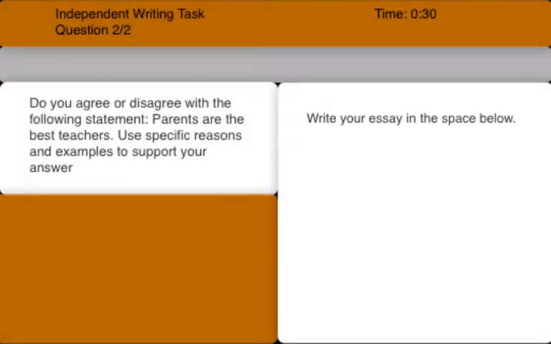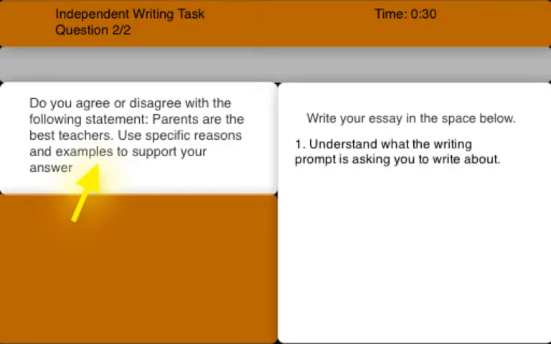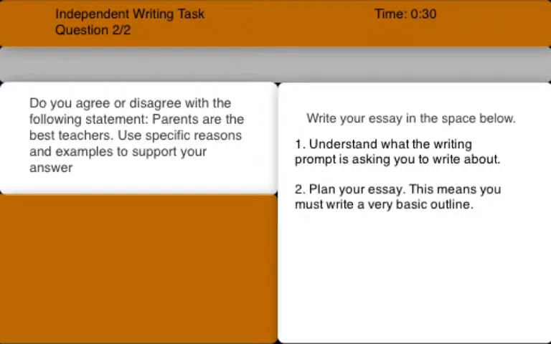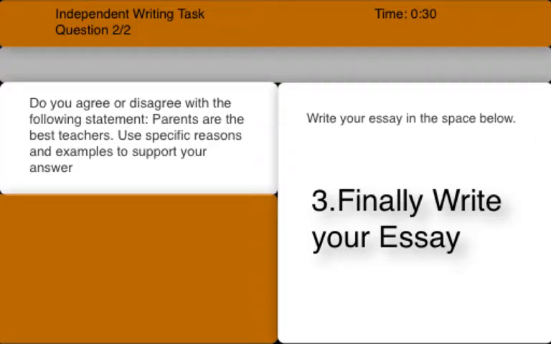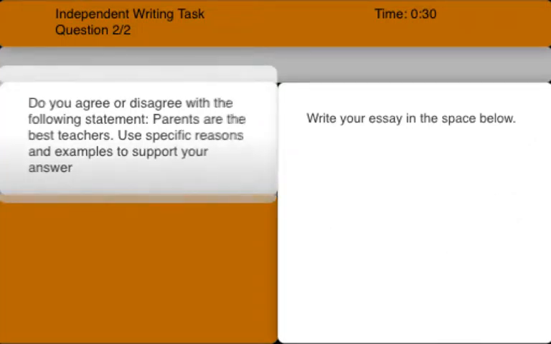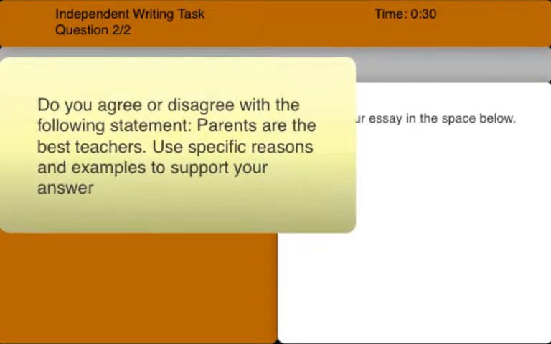When you begin the independent writing task, you will be shown a question or prompt. The first step you need to take is to understand what the writing prompt is asking you to write about. The next step is to plan your essay. This means that you write down a very basic outline with your major supporting reasons and examples before you begin to write. This is one of the most important things to do so that you remember everything you want to write about. Basically, you must do this. Finally, you will begin to write your essay. Now, let's look at a sample writing prompt and analyze what they are really asking you to do.